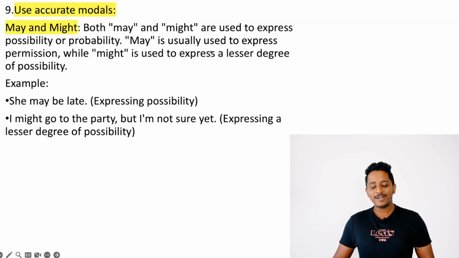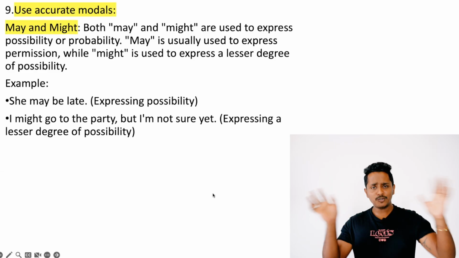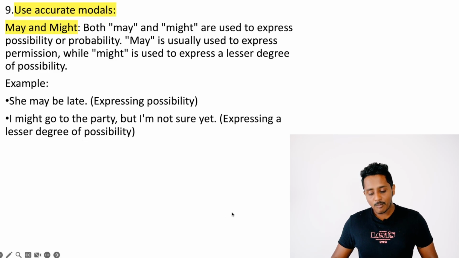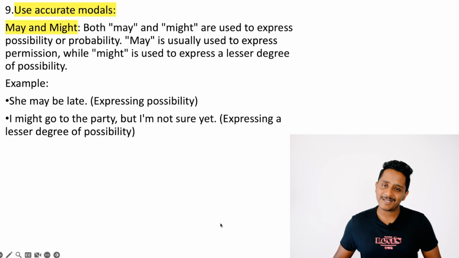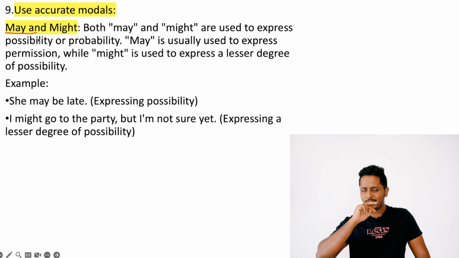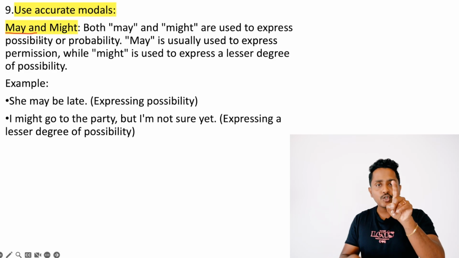Alright. So, use accurate modals. Modals play a huge role in getting your vocabulary score up. So, this modal, let's understand more about it. May and might, sometimes people use he goes to market. You can use he may go to market, he will go to market, he shall go to market, he should go to market.